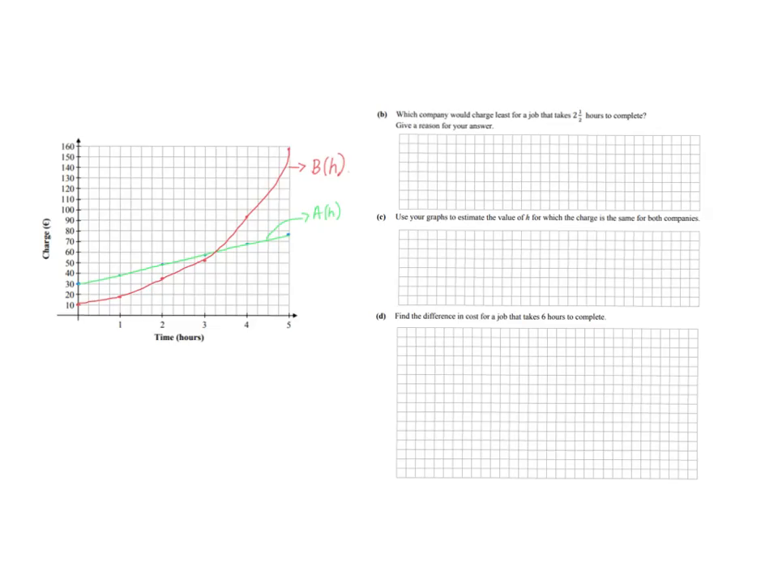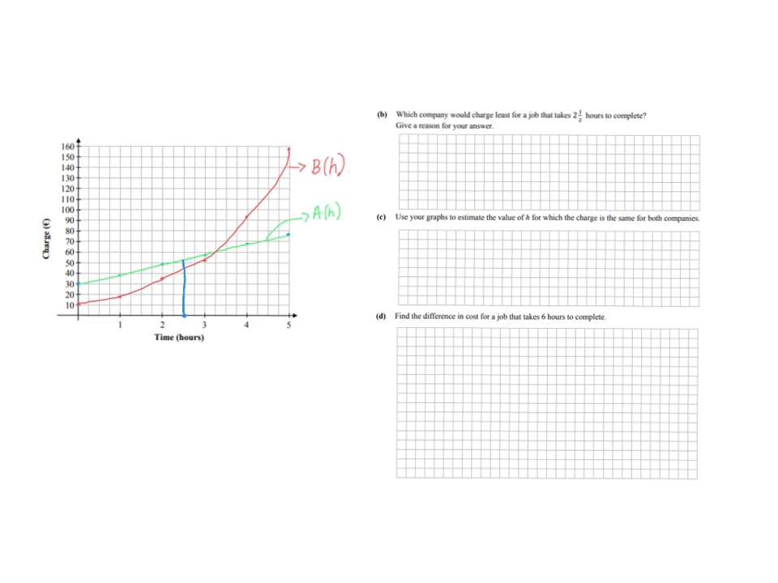The next part of the question, we'll use the graph that we drew in part A to answer a few questions. So B says, which company would charge the least for a job that takes 2.5 hours to complete? Give a reason for your answer. So what you do for this is, we know we're looking for 2.5 hours. So you go to 2.5 hours along the x-axis, which is here, and we go up to touch each graph, and you'll get this. Then what you do is you go across for each graph.